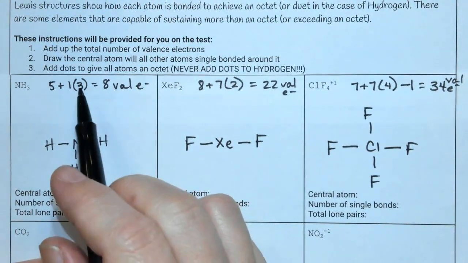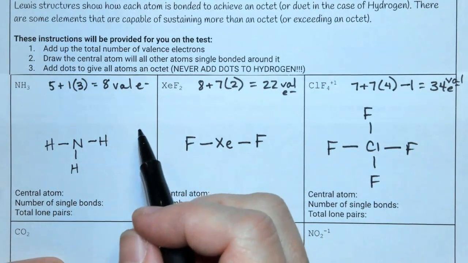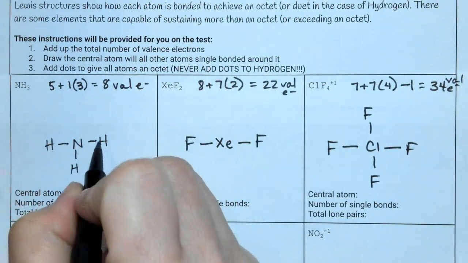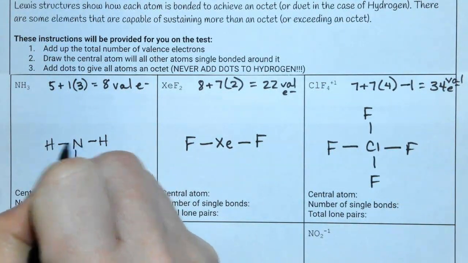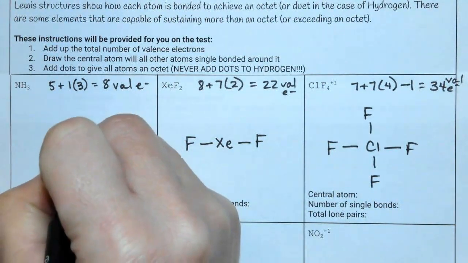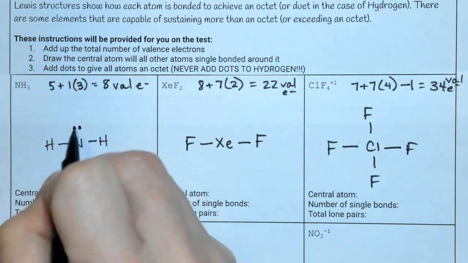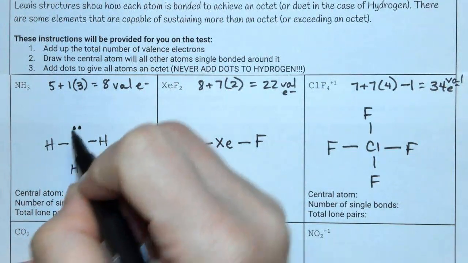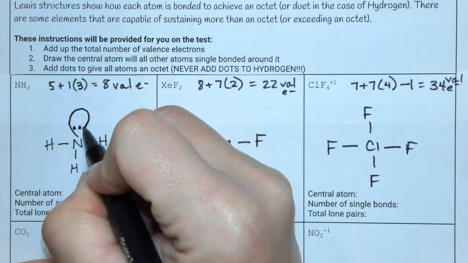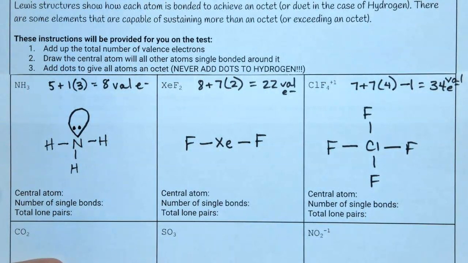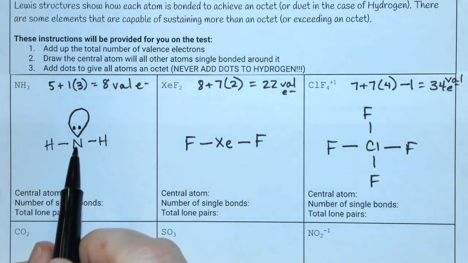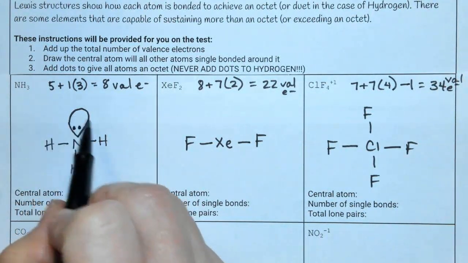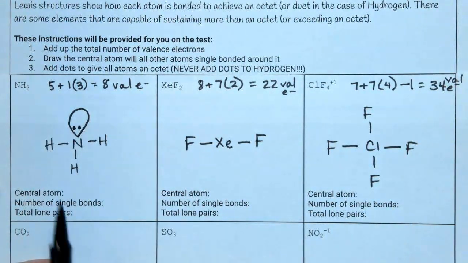Step number 3, add dots to everything to give them an octet, except for hydrogen. Never add dots to hydrogen. So these are good. The nitrogen so far has 2, 4, 6. We need 1 lone pair to make that have 8, an octet. Anytime you put a lone pair on the center atom only, we're going to draw kind of a bubble around it. I like to call it an alien head, just to signify that we have a lone pair on the center atom, because this lone pair of electrons is exerting a force on its neighboring atoms, these hydrogens.